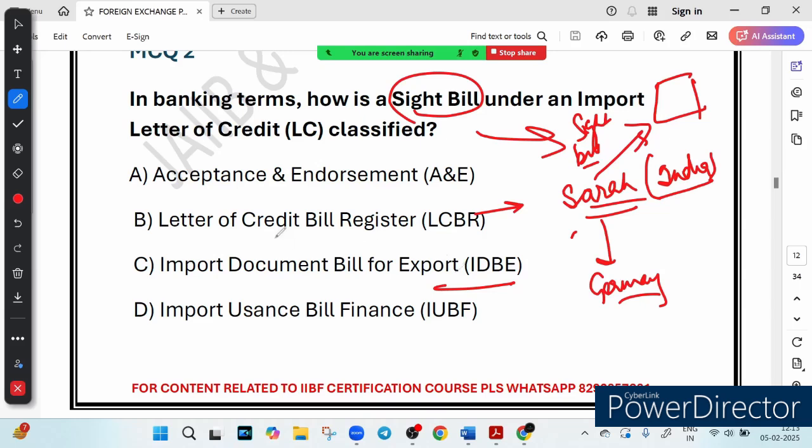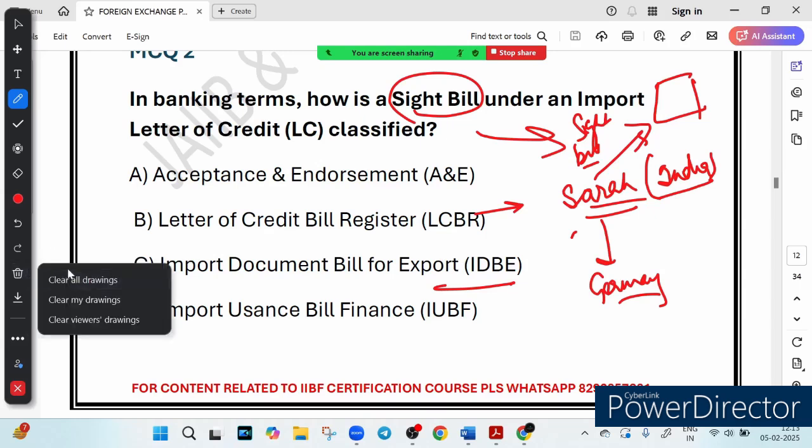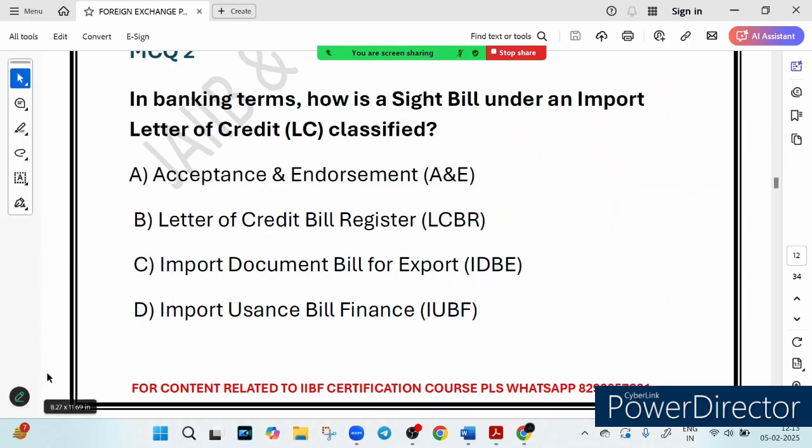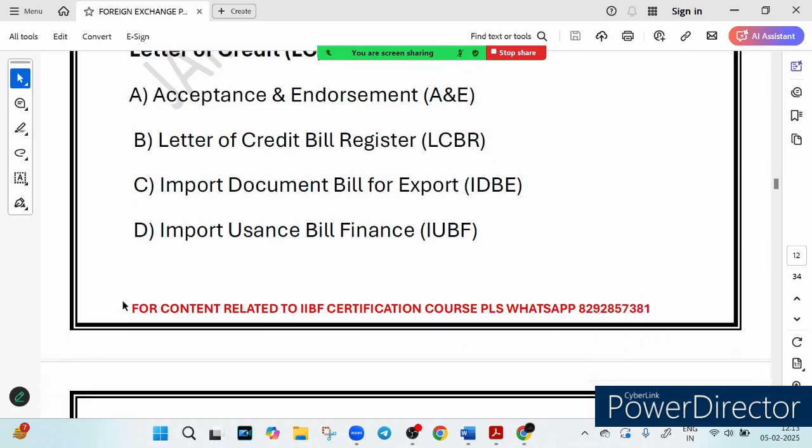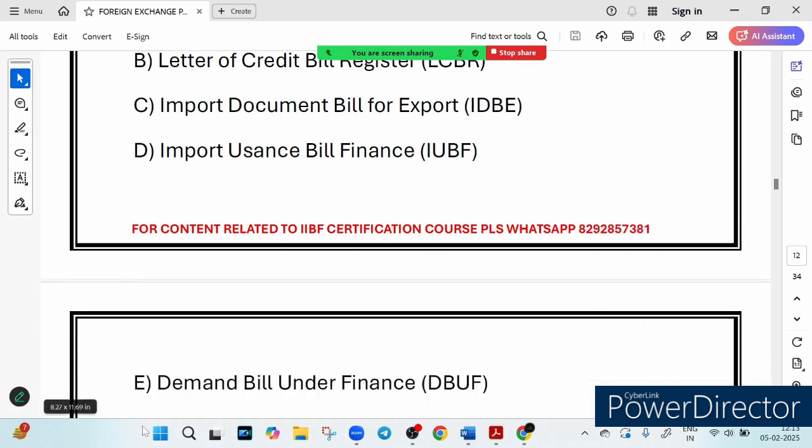And option E says, let me show you option E also. Just wait a minute. Why am I telling each and every option? Because sometimes a question may be asked from option C or option D, so you must know it. Option E says demand bill under finance, that is DBUF. It refers to demand bills that are financed by the bank, often used when the payment is due on demand with bank financing. While this could sound similar to a side bill, it is a different process because it involves financing by the bank.